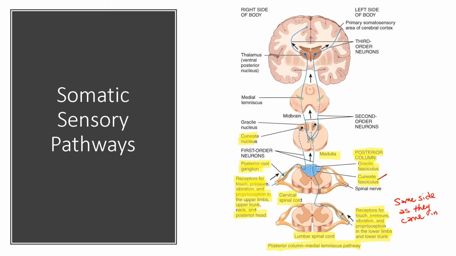So we'll put this here. This is for all the upper limbs, upper trunk, neck, and posterior head. These all go through the cuneate fasciculus and they synapse in the cuneate nucleus. So we can see from this one, actually here, coming in here, we're going to go up in the cuneate fasciculus, this lateral side, this first order neuron, and then here in the lateral cuneate nucleus, here in the medulla, it's going to synapse with a second order neuron.